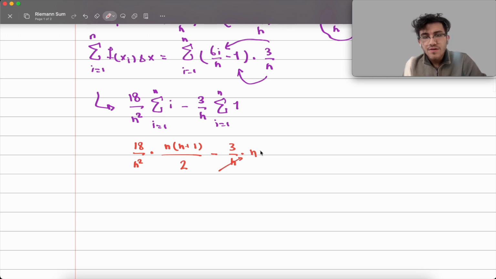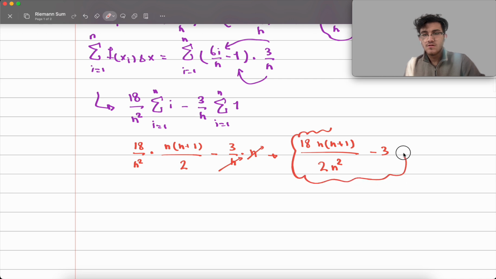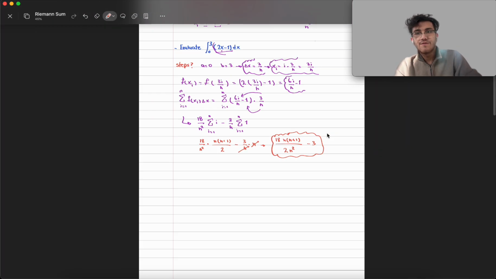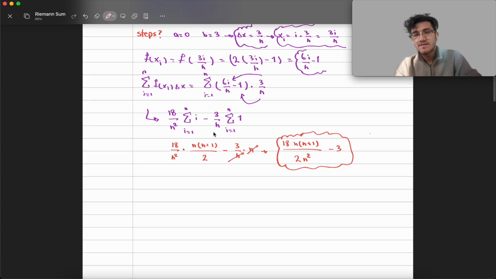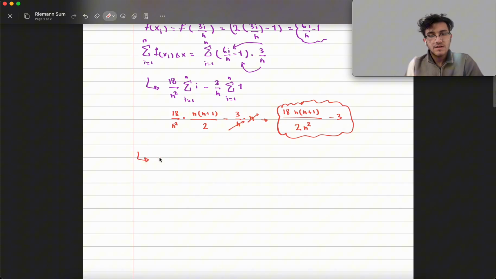So n with n cancels out. I'm going to get 18 times n plus 1 over 2n squared minus 3. Now that I found the sigma notation of this one, I can take the limit of this expression. So let's say the limit as n approaches infinity of 18 n times n plus 1 over 2 n squared, minus 3.